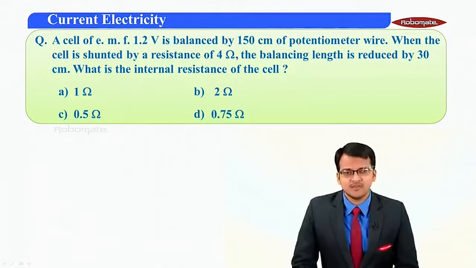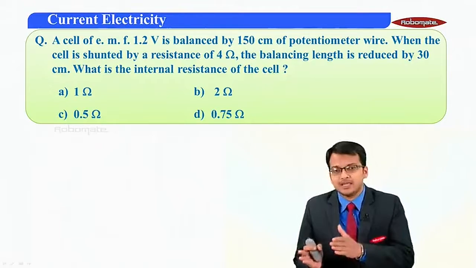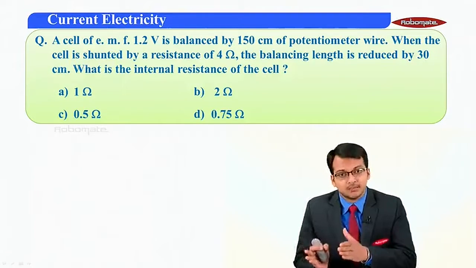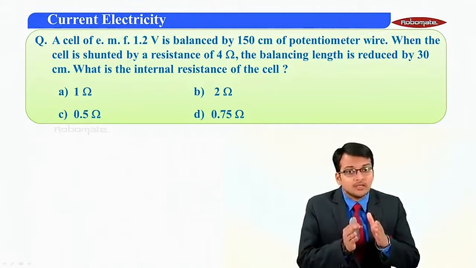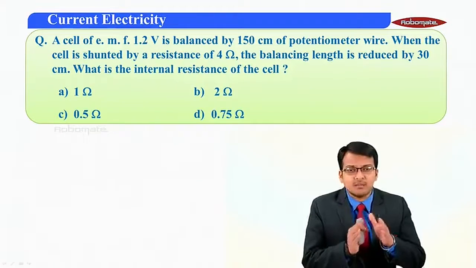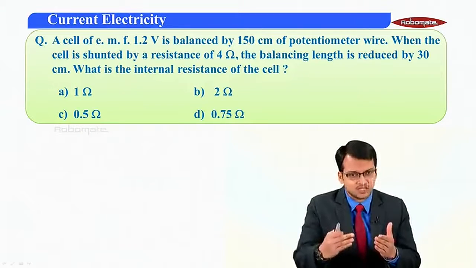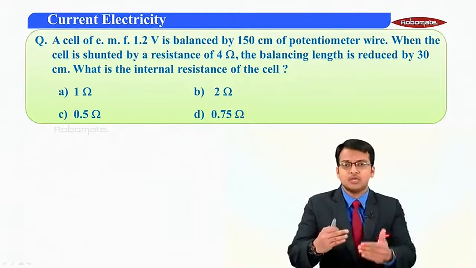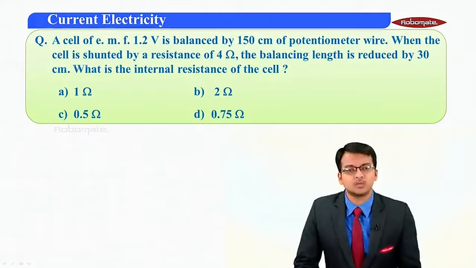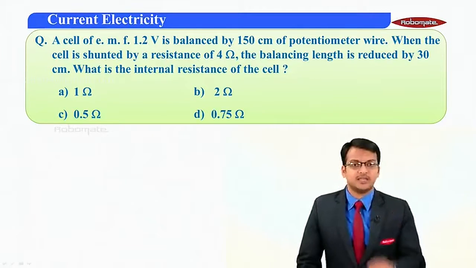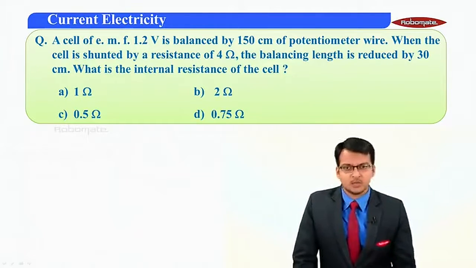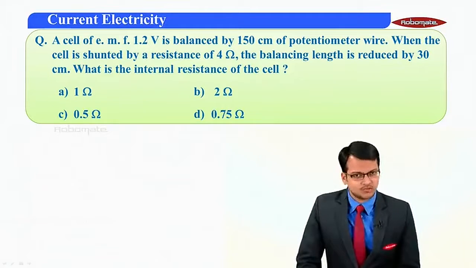In the last case, we were given the actual length when the cell was shunted, but in this case we were not given the actual length. We are given a relation with the initial length. If the initial length is 150, and the second length was reduced by 30 centimeter, it comes out to be 120 centimeter. This is the catch. And again the question is the same: what is the internal resistance of the cell?